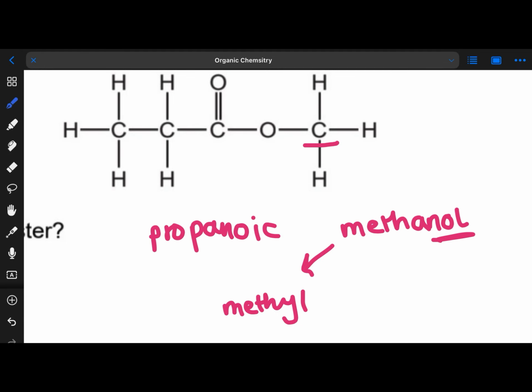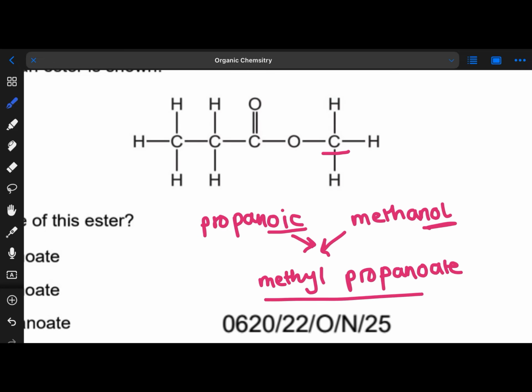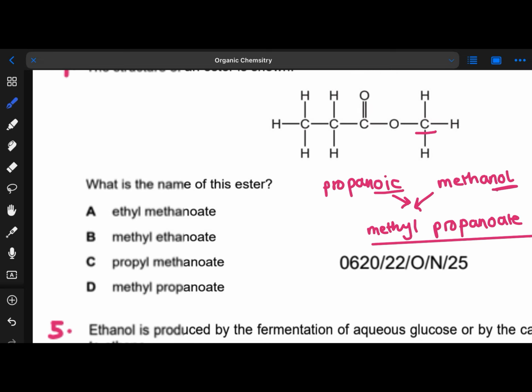And while writing the ester name, the second part comes from the acid side, and we remove the OIC ACID ending and replace it with "-oate". So the answer here is propanoate. So the name of the ester here is methyl propanoate. Now let's see which option matches this answer.